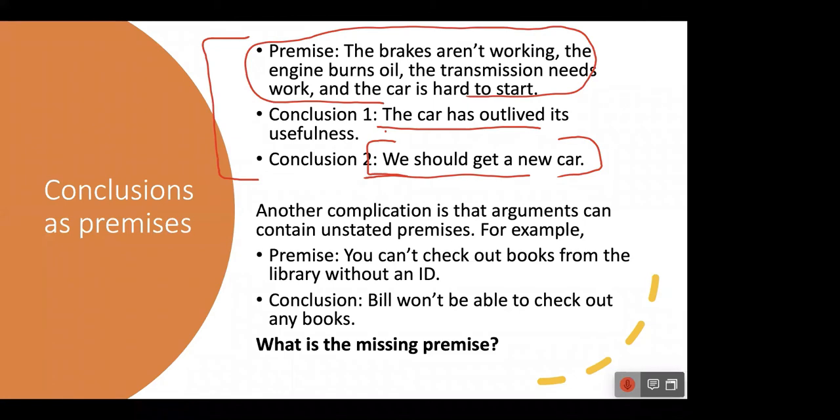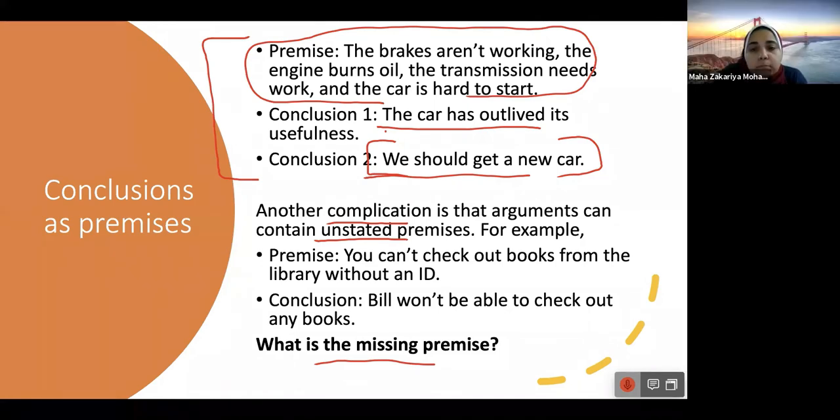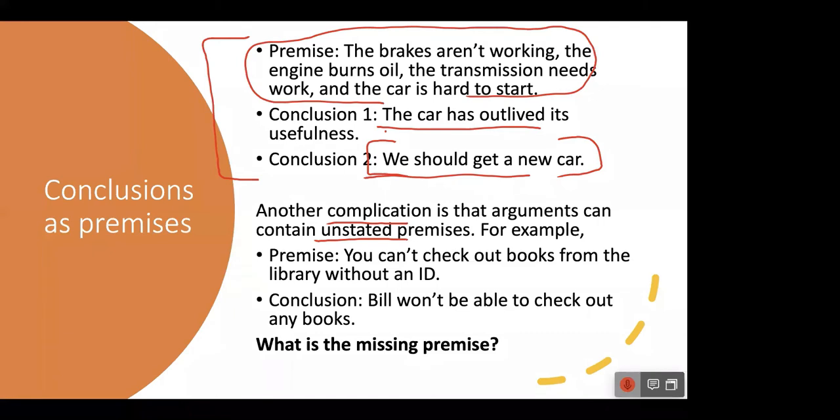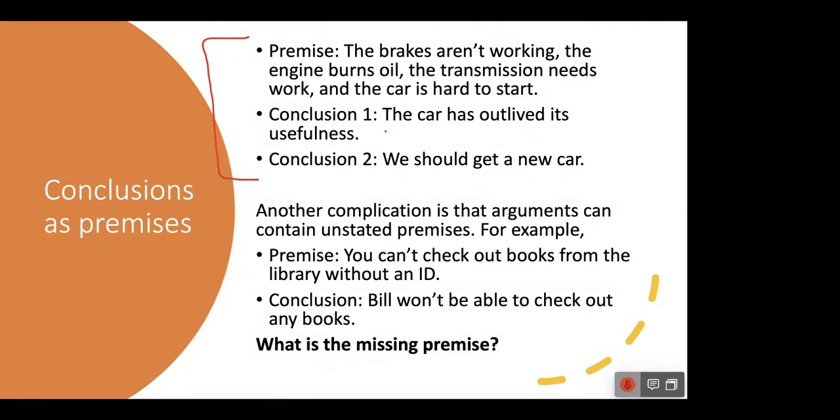Another complication is that arguments can contain unstated premises. So in this example, the premise is you can't check out books from the library without an ID. And the conclusion is Bill won't be able to check out any books. So what's the missing premise? That Bill doesn't have an ID. Yes, right, exactly. Very good. Bill doesn't have an ID.